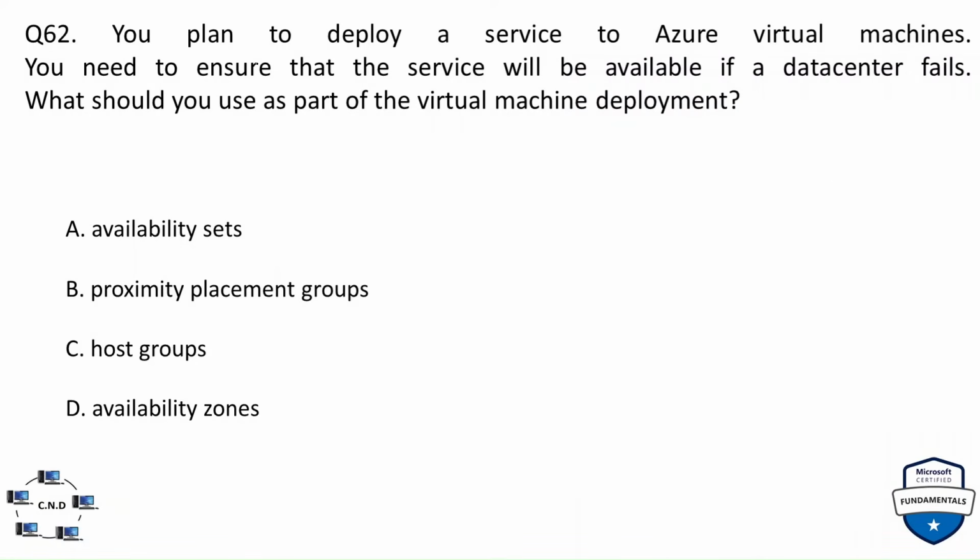Question number 62 is that you plan to deploy a service to Azure virtual machines. You need to ensure that the service will be available if a data center fails. What should you use as part of the virtual machine deployment? The options are option A, availability sets, option B, proximity placement groups, option C, host groups, and option D, availability zones. And the correct option is the availability zone.